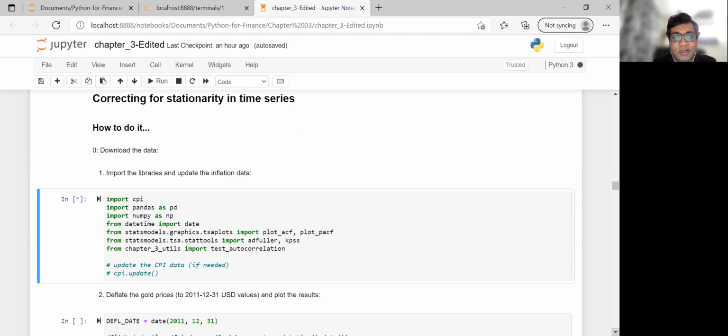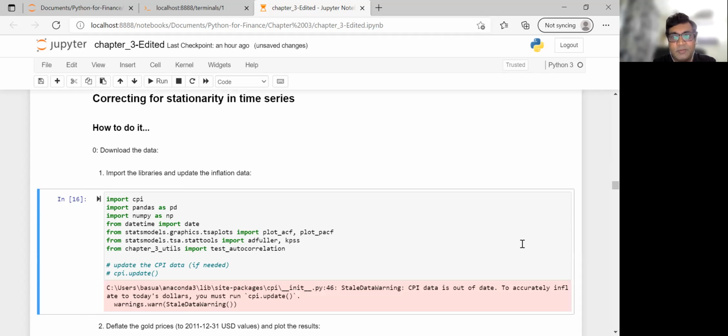So you can think of deflating your prices so that you have a very flat kind of trend, which means your mean is constant over the period of time, right? And that shows that you have a constant mean over the period of time.